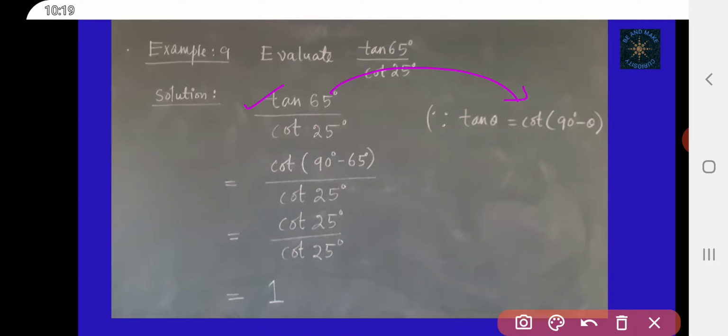So cot is equal to 90 degree minus 65 degree. As you know, tan theta equal to what? Cot 90 degree minus theta. So here cot 90 degree minus theta, theta is here 65 degree. Now you subtract, 90 degree minus 65 degree is your 25 degree. So cot 25 degree by cot 25 degree, this remains the same. Now you see numerator and denominator are the same, so you can cancel. So you get 1 by 1, that is equal to 1.